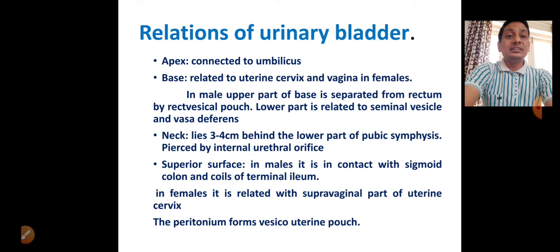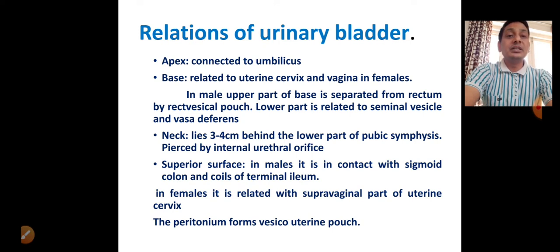The neck lies 3 to 4 centimeters behind the lower part of the pubic symphysis and is pierced by the internal urethral orifice, which is continuous with the neck and situated 3 to 4 centimeters behind the pubic symphysis.